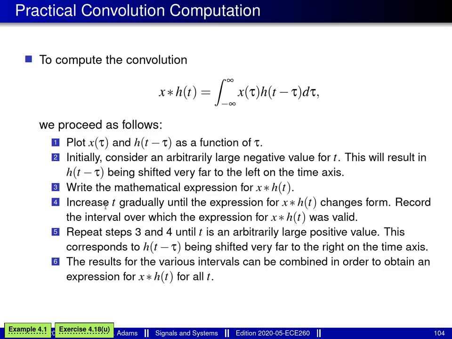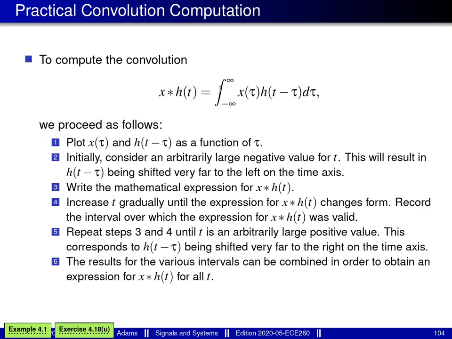And then we'll gradually increase t. In other words, we're going to effectively take the graph of this function here and gradually shift it rightward on the axes that we have drawn. And what's going to happen is, as we gradually increase t, the form of the integrand will change.